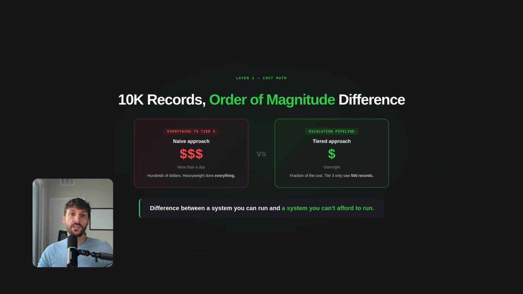The cost math on this is brutal once you actually do it. If I had thrown all 10,000 records at the heavyweight agent, the run would have cost me hundreds of dollars and taken more than a day. With the escalation pipeline, the same run cost a fraction of that and finished overnight.